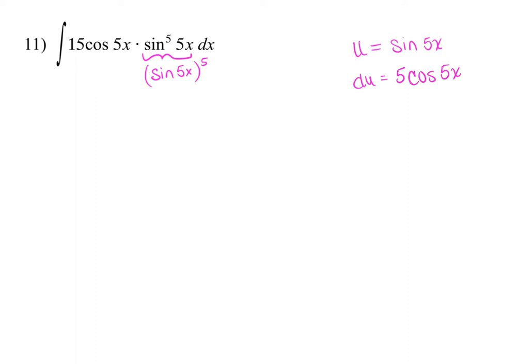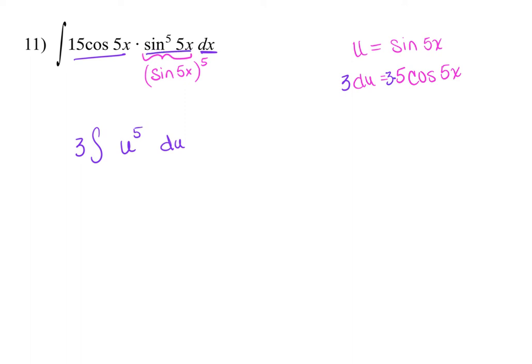We don't want 5 cosine of 5x. We want 15 cosine of 5x. So we do have to multiply both sides by that 3 to get the 15 cosine of 5x. And so we've actually accounted for everything here. The 3 du will give me the 15 cosine 5x dx. And the u to the 5th will give me sine of 5x to the 5th.